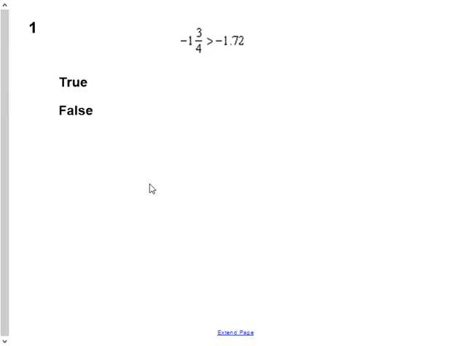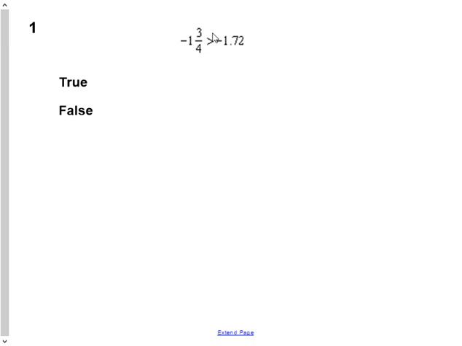Okay, grade 9 practice test on rational numbers. The first question is a true or false question. It says negative 1 and 3/4, and then it has that little symbol there, and then it says negative 1.72. Remember, as you read it from left to right, if the greater than/less than symbol is eating what you said, you must read that symbol as "is greater than." So when I read this, I read negative 1 and 3/4 is greater than negative 1.72.